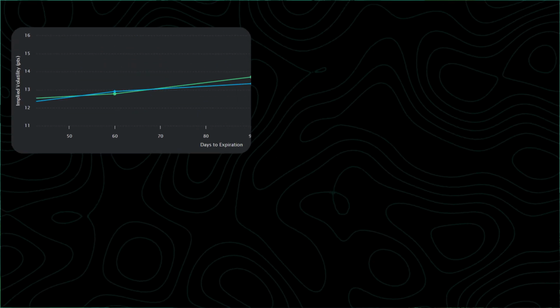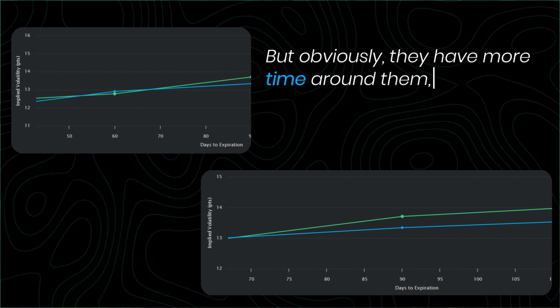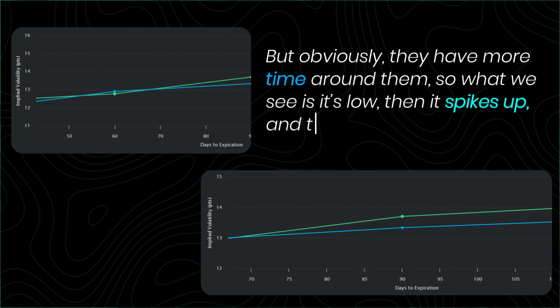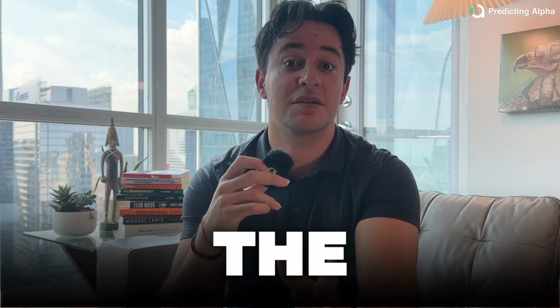The 60-day options also see it, the 90-day options also see it, but obviously they have more time around them. So what we see is it's low and then it spikes up and then it comes down again because there's dilution on the 60 and 90-day compared to the 30-day, which has the most exposure to it. And you can actually separate event volatility from non-event volatility by doing some math.